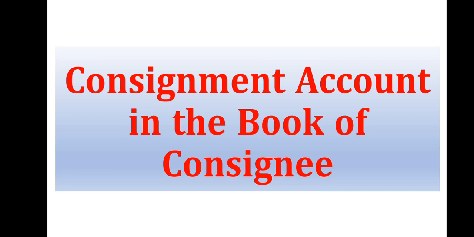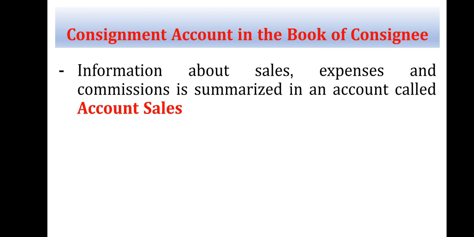What are the accounts that the agent will be preparing, and how is he going to prepare those accounts? Information about sales, expenses, and commission is summarized in an account called account sales. So the account that the consignee uses to present to the consignor, that is the owner of the goods, we call that account sales. Take note of that. That's the name it's being called.